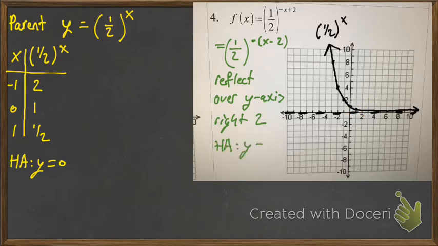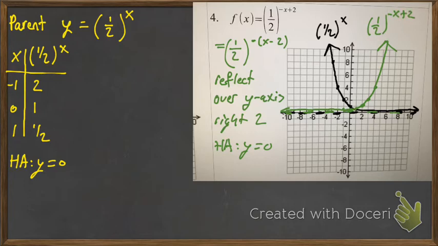Alright, horizontal asymptote, because we reflect over the y-axis and then go to the right 2, horizontal asymptote is still y equals 0. So go ahead and put that in, and then we'll do some reflections there. And there we go. There is 1/2 to the negative x plus 2.